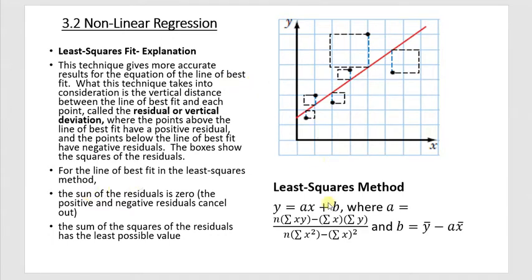What we're going to find is y equals ax plus b, very similar to grade 9, y equals mx plus b, where a equals this long equation, and b equals y bar minus a x bar. Again, x bar is the average of the x's, and y bar is the average of the y's.